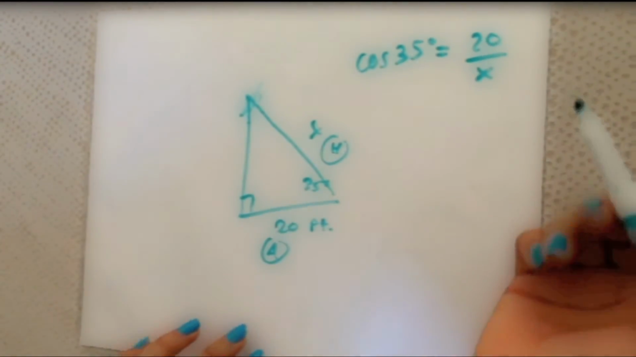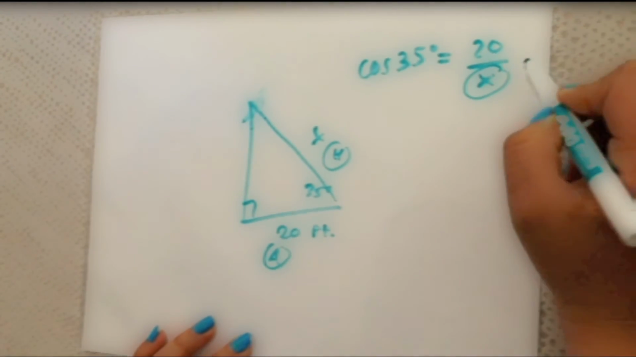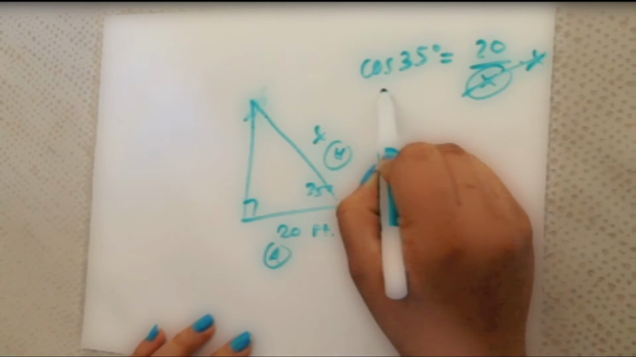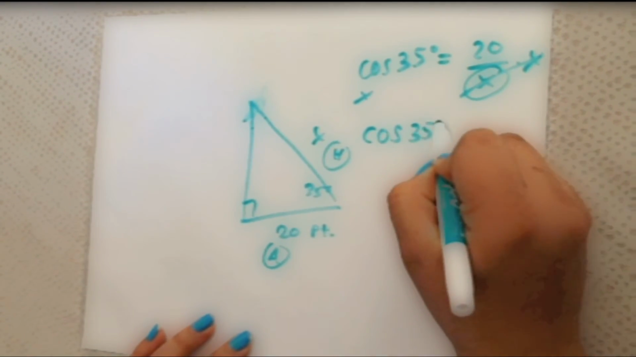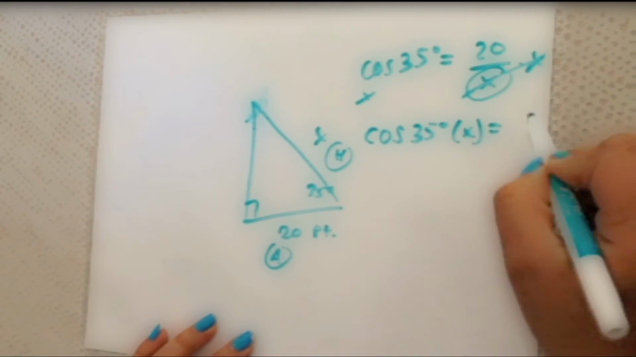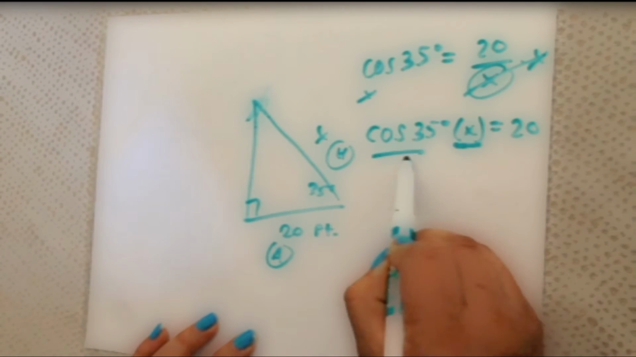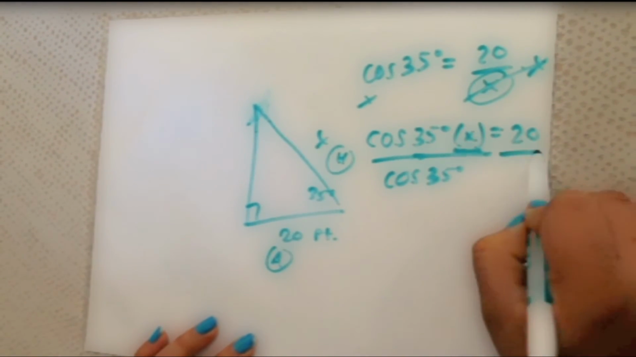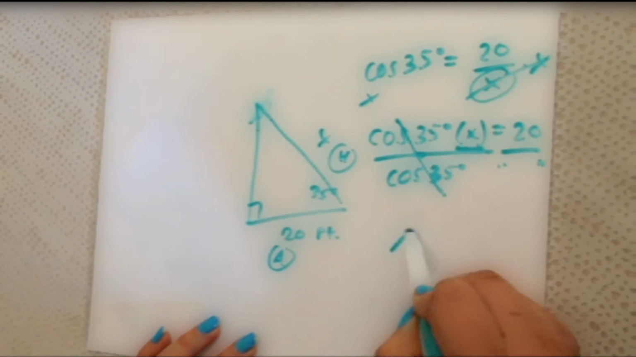And so now we would solve like a regular equation. Since the variable is at the bottom, we would have to multiply by x to cancel it out. But it's still over here on this side. So now it would be cosine 35 degrees times x is equal to 20. But since we're trying to get x by itself, we would divide the whole thing by cosine of 35 degrees. And so we do that over here too. And then this would cancel out and we would get x.